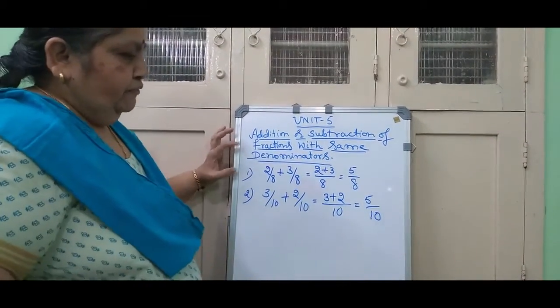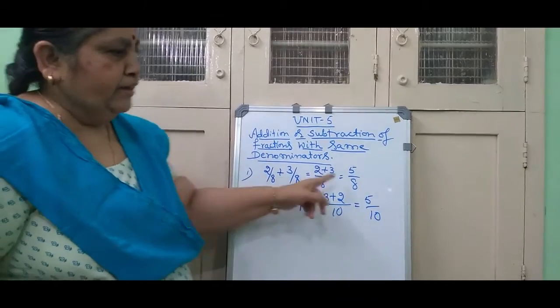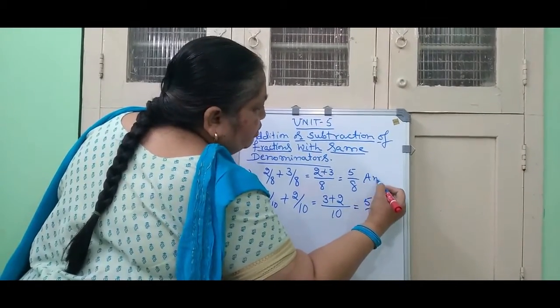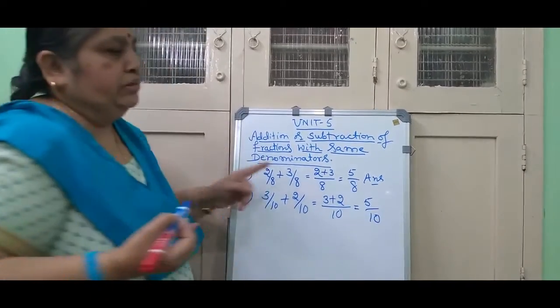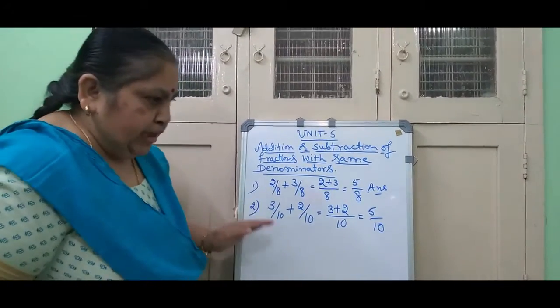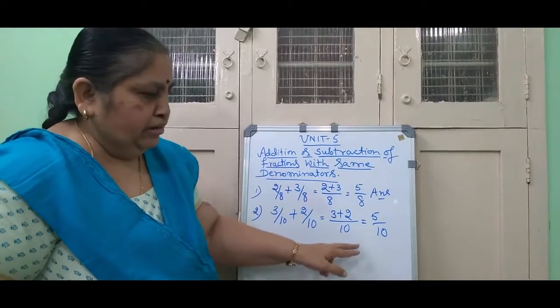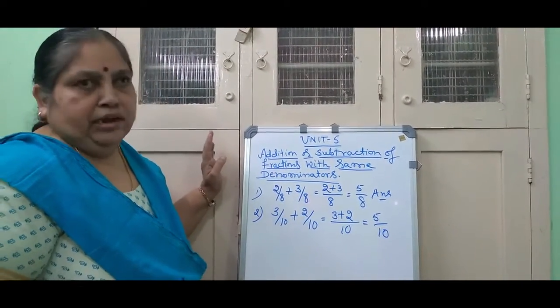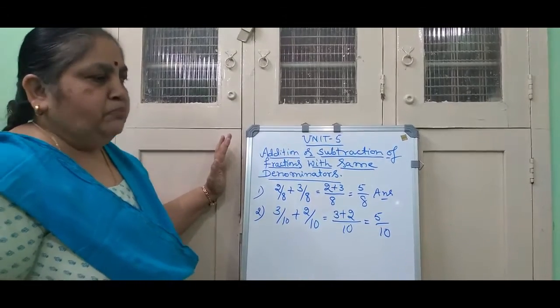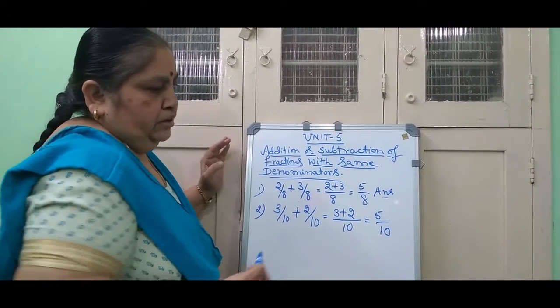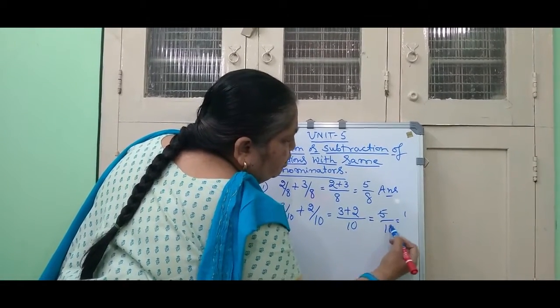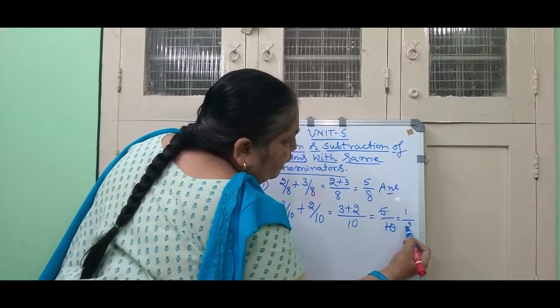You consider the first example here. This answer is 5 by 8. This itself is the answer here. 5 by 8 itself is the answer. But in the second example, we are getting 5 by 10 as the answer. We can still simplify this fraction. See, 5 by 10, if we simplify, it will be 5 ones are 5, 5 twos are 10.